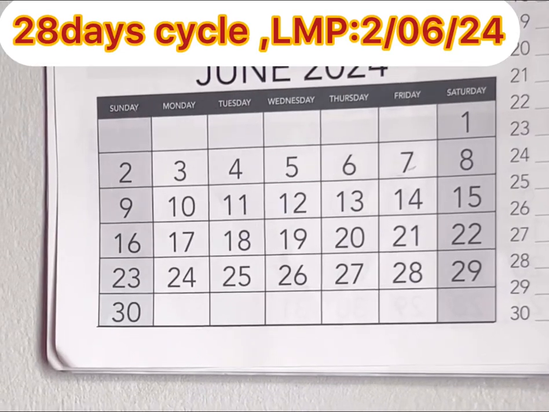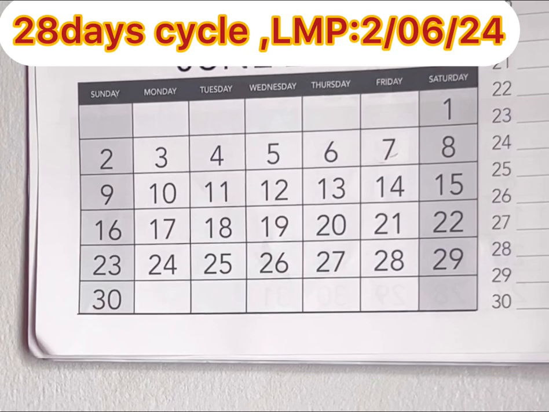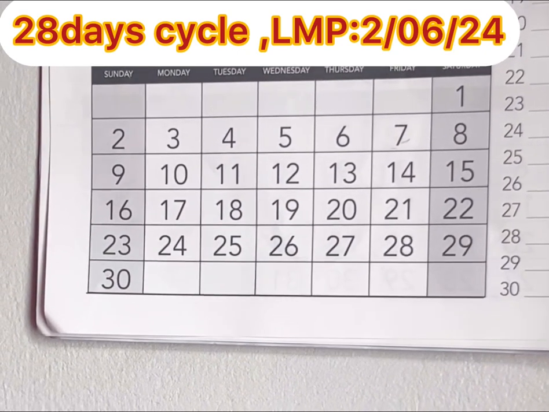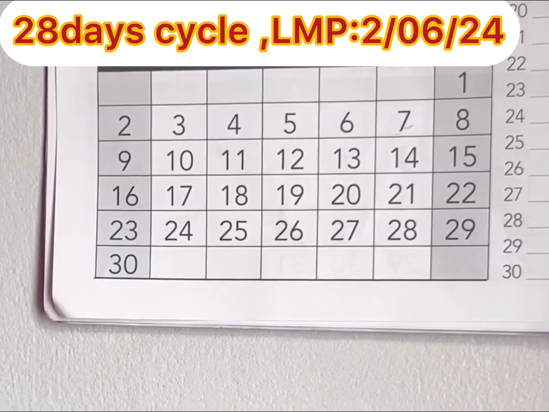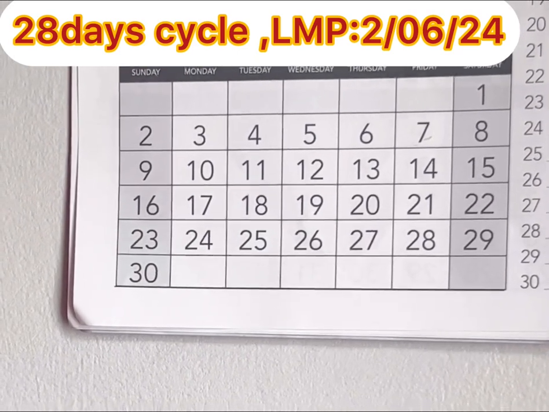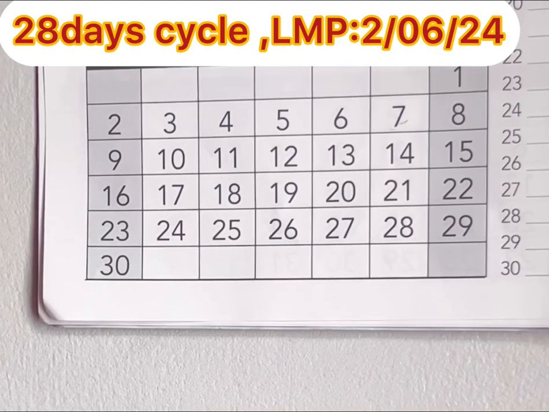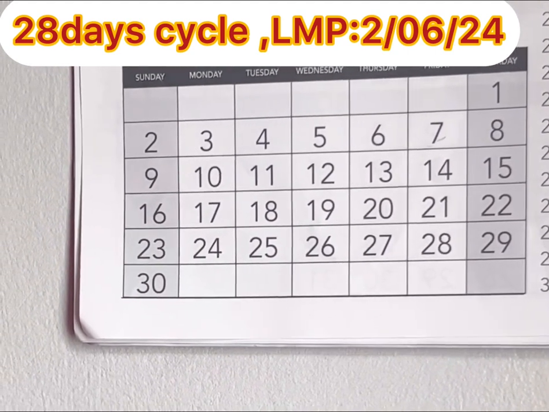Today, I want to teach you how to calculate your safe period and unsafe period. Safe period are those days you can have sex well without getting pregnant, without fear. Then unsafe period are those days you must be careful, either with protection or you have to avoid sex at all if you don't want to get pregnant.